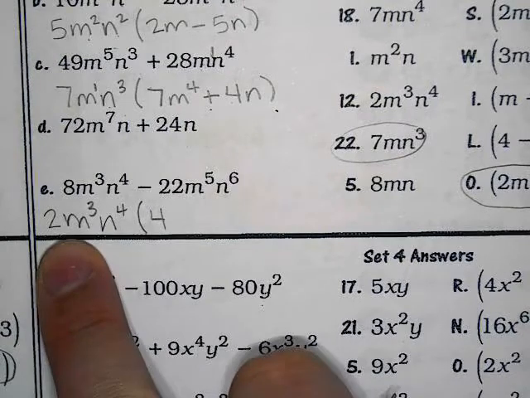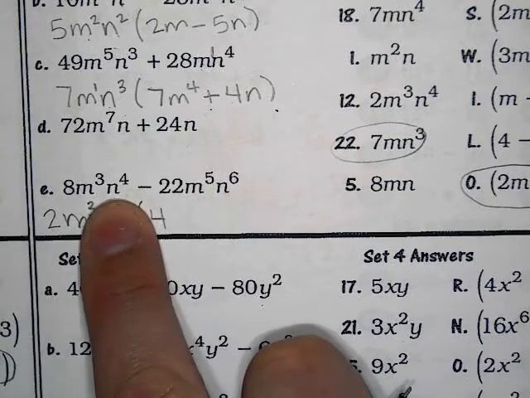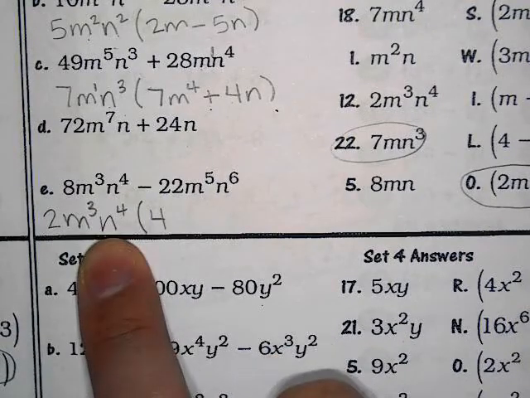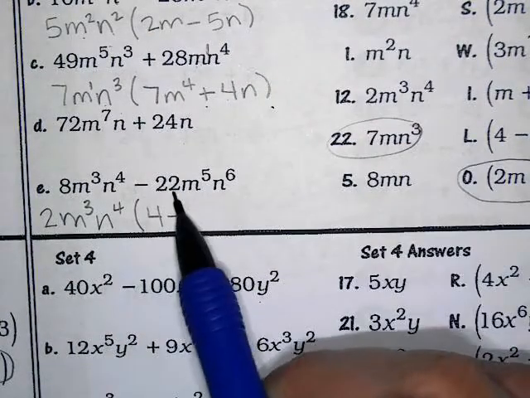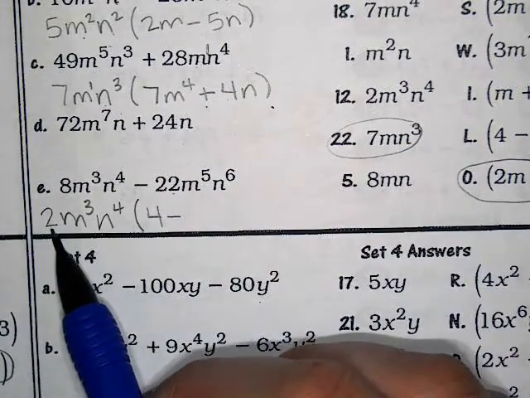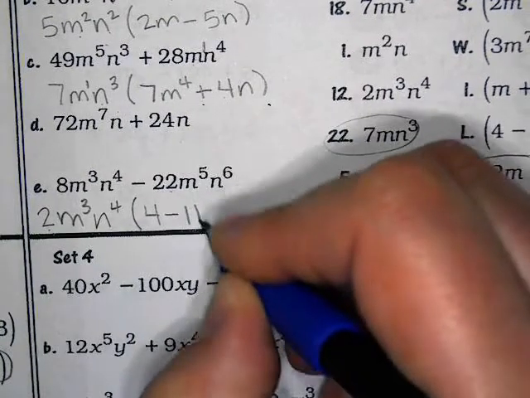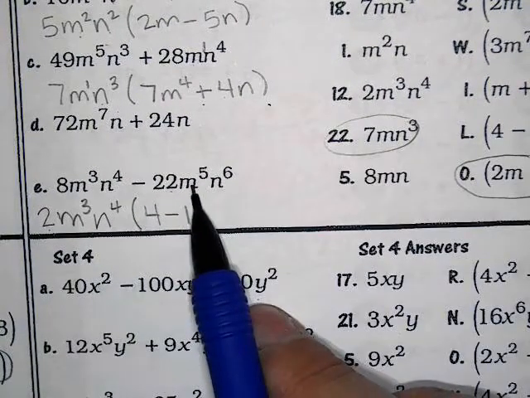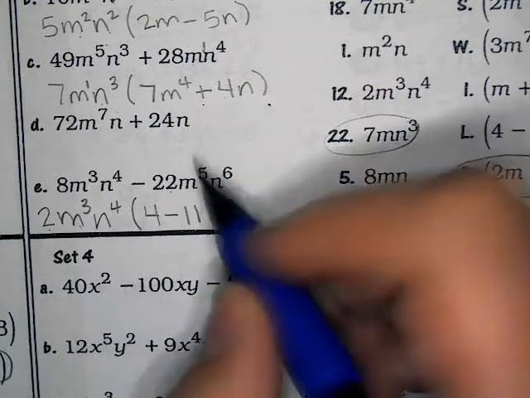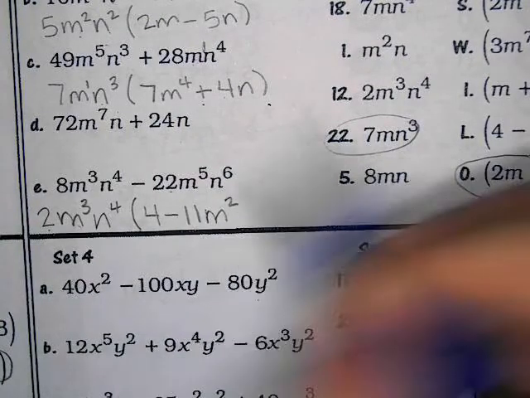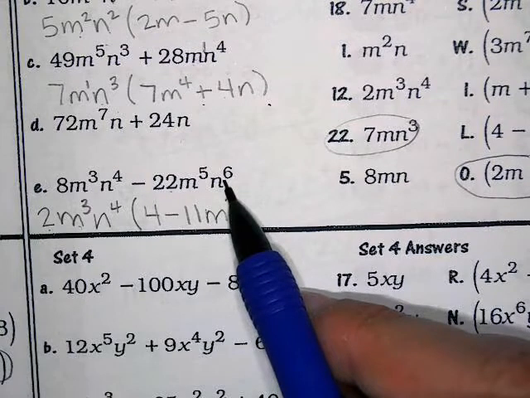So do we write an m? Nope. You had 4 n's, you took 4 out. Don't even write it. Okay. 22 divided by 2, 11. M to the fifth, you took 3 out, 2. N to the sixth, you took 4 out, 2.